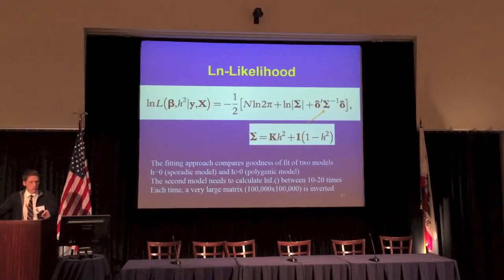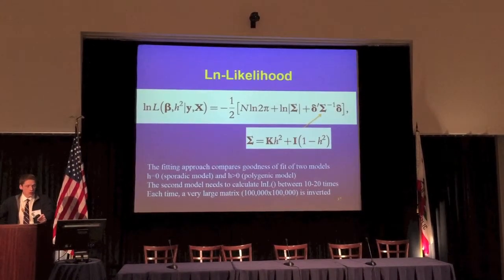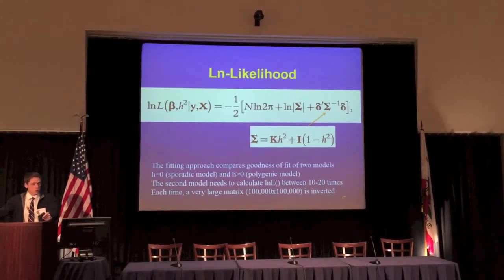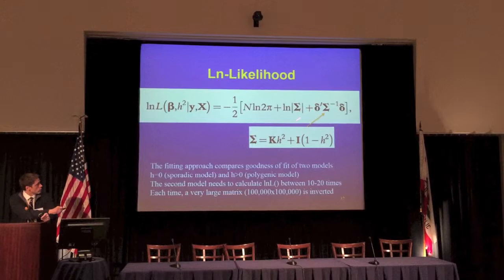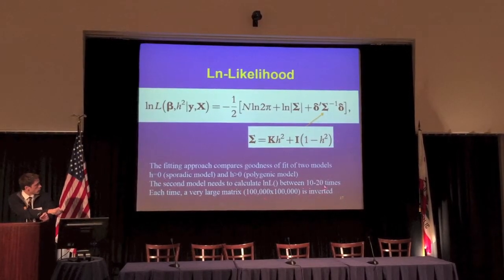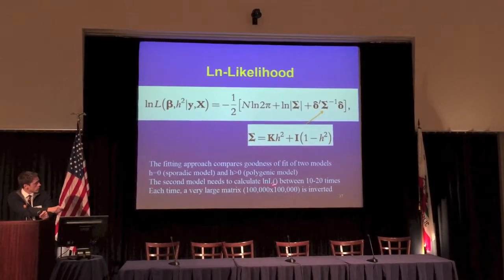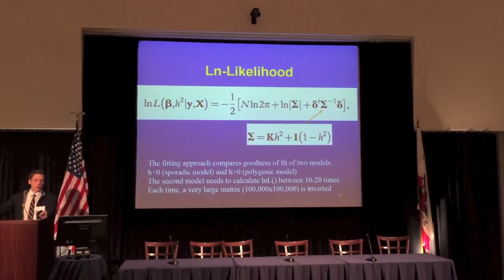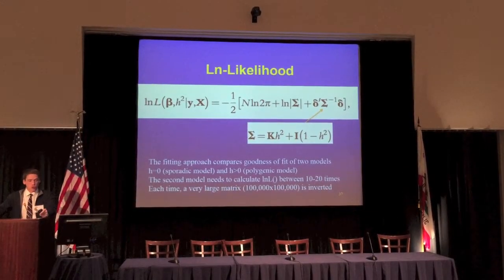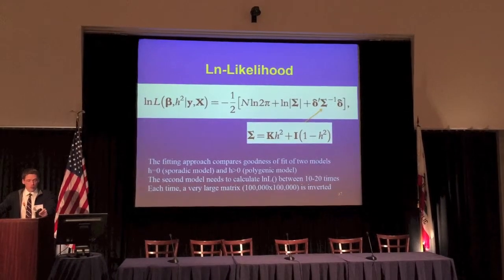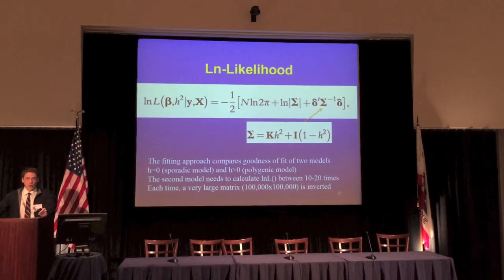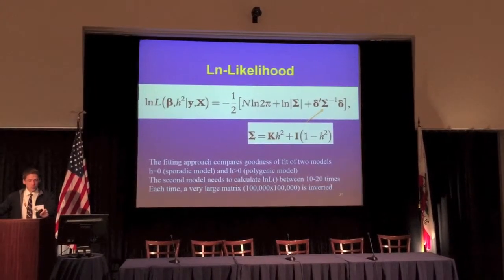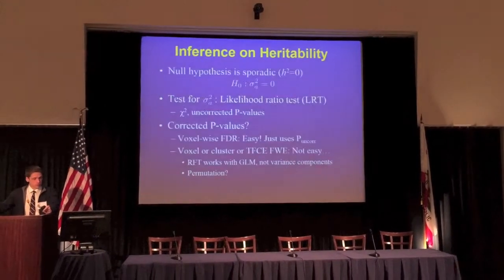And fitting of this approach can be very computationally intensive, especially for the second model, where we need to calculate log likelihood between 10 and 20 times to find the maximum log likelihood. And each time a very large matrix has to be inverted. So as you can imagine, that's a big computational problem.